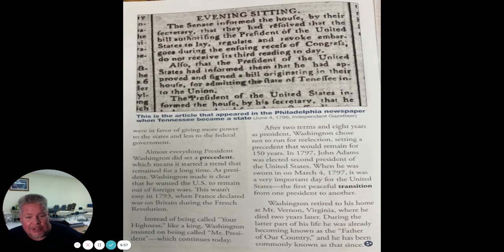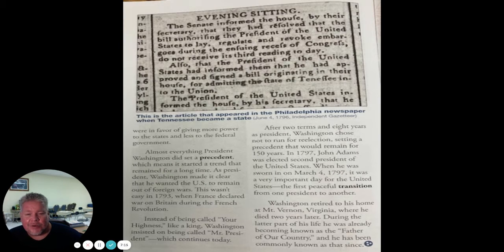Washington retired to his home at Mount Vernon, Virginia, where he died 2 years later. You got to visit that place on Monday, didn't you? Visit Mount Vernon, the virtual website. During the latter part of his life, he was already becoming known as the father of our country, and he has been commonly known as that since.